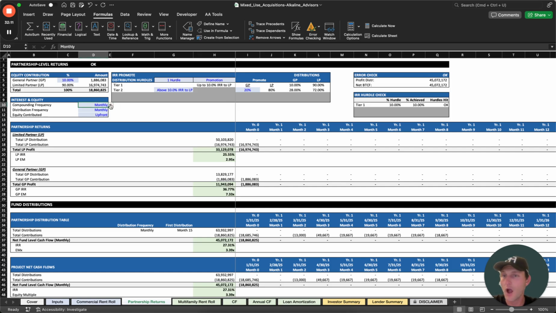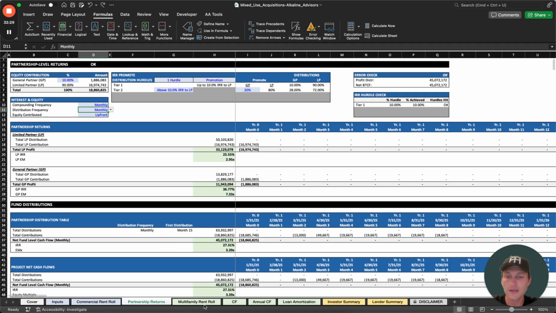So next you have the compounding frequency. We can choose if the pref is compounding annually, monthly, or there's no compounding. Then we have the distribution frequency. We can choose when we're making distributions to the LP. Are we distributing capital monthly when we have it, quarterly, or annually?